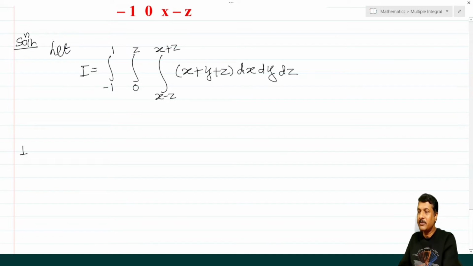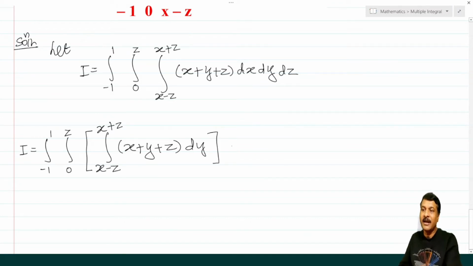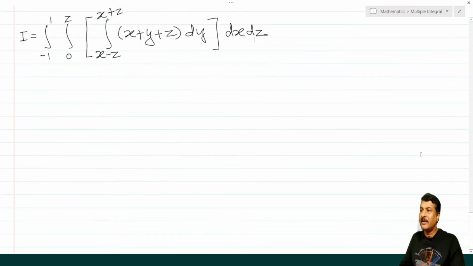Now I equal to minus 1 to 1 integration, integration 0 to z, and inner integral. Now note that here the inner integral contains x and z. So definitely we have to integrate with respect to the third variable y. So integrate with respect to y. So only y inside, remaining outside. So here we cannot separate this. So x plus y plus z with respect to y, and outside dx dz. Note that this integration with respect to y is just like a single integration.